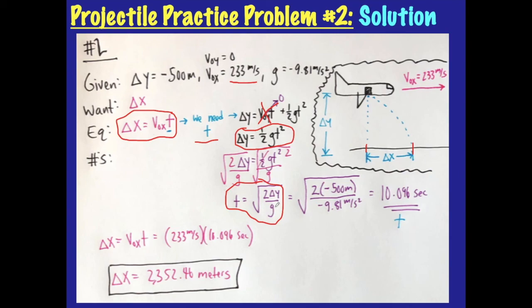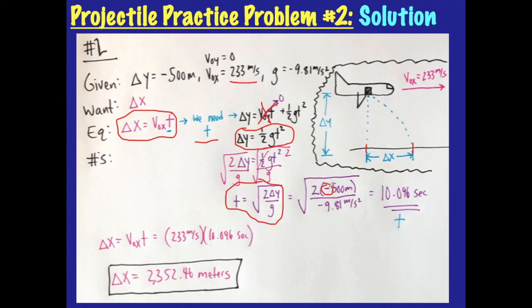And then now you plug and chug, because we have delta y is negative 500 and g is negative 9.81 meters per second squared. And the negatives will cancel. You do have to be careful there, because sometimes people will forget to throw the negative onto the 500. But it is negative 500 because the CD is traveling down.